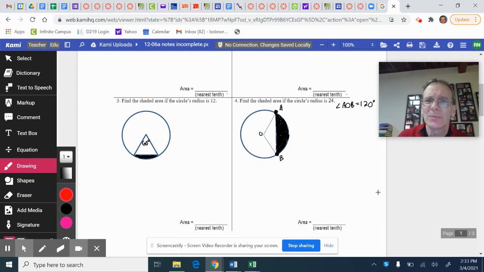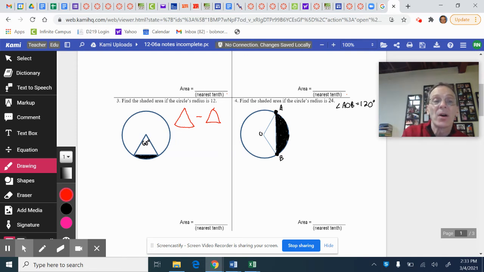Lot like number 2, right? We don't need to find the whole circle area. We just need to find that sector, that 60-degree sector area. But of course, that would be too much. So then we're going to have to subtract the triangle from that sector, and then we'll get that little sliver of area remaining underneath that triangle.